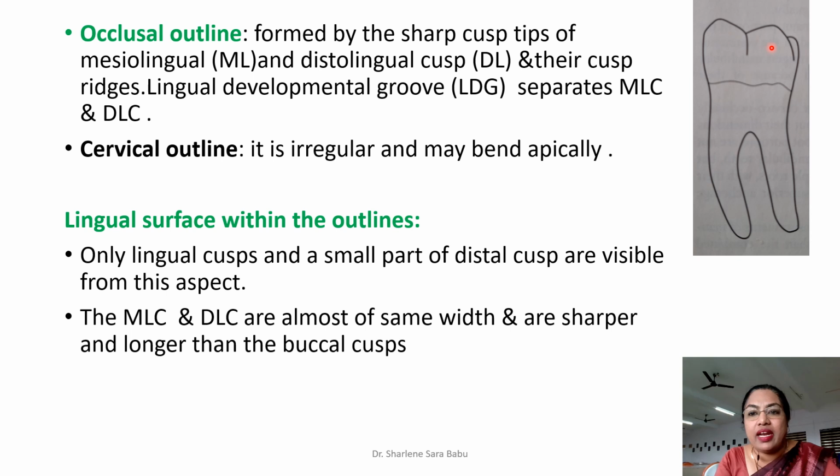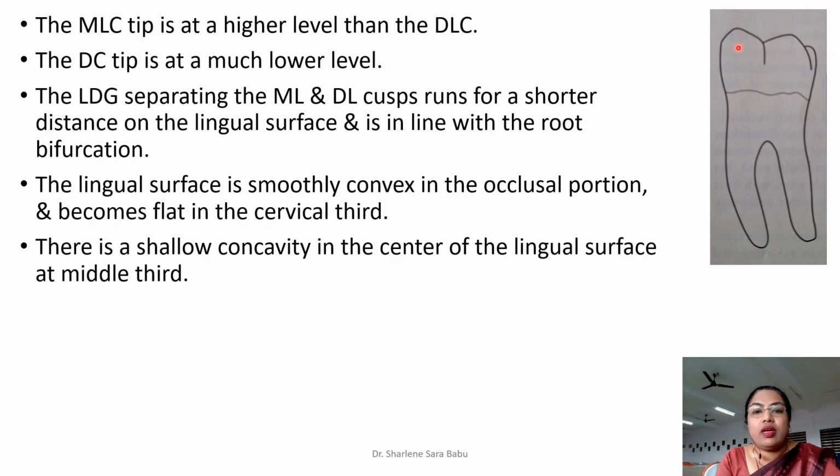Only the lingual cusp and a small part of the distal cusp are visible from this aspect. The mesiolingual cusp and the distolingual cusp are almost of same width and are sharper and longer than the buccal cusp. The mesiolingual cusp tip is at a higher level than the distolingual cusp tip. The distal cusp tip is at a much lower level. The lingual developmental groove separating the mesiolingual and the distolingual cusp runs for a shorter distance on the lingual surface and is in line with the root bifurcation.